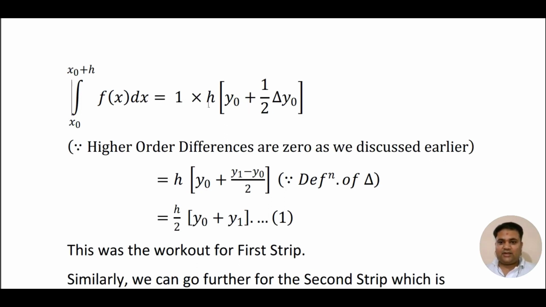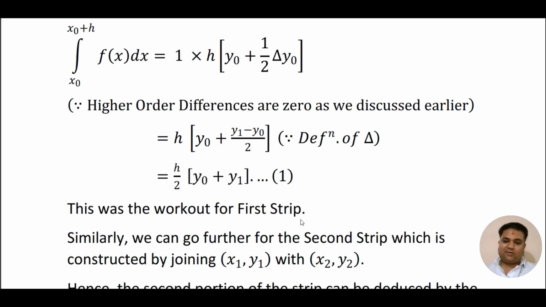So you will get 1 into h into the bracket y0 plus 1/2 delta y0. Now delta y0 by definition is nothing but y1 minus y0. So simplify it and you will get (h/2)(y0 plus y1). Okay, this was for strip number 1.